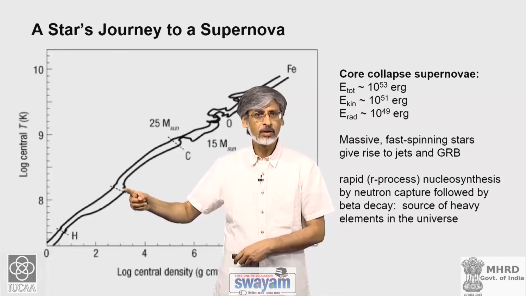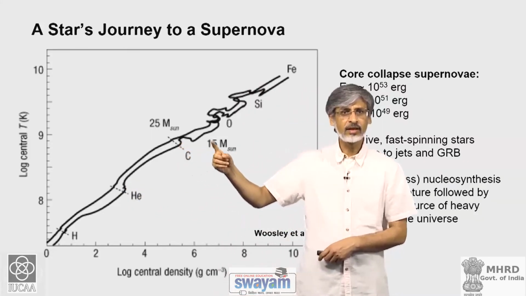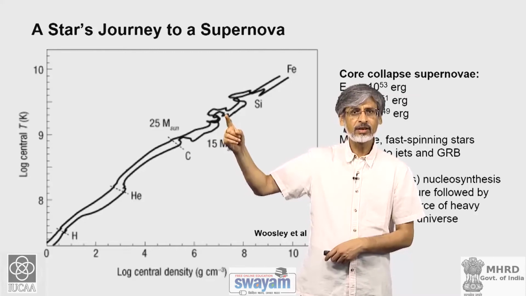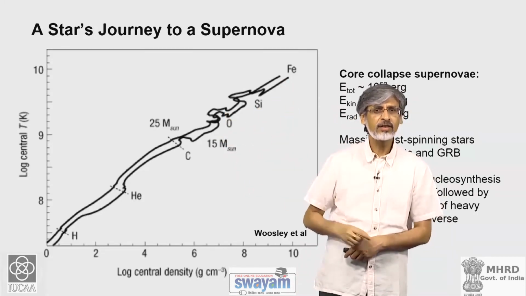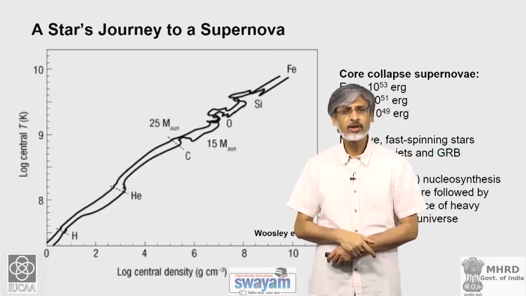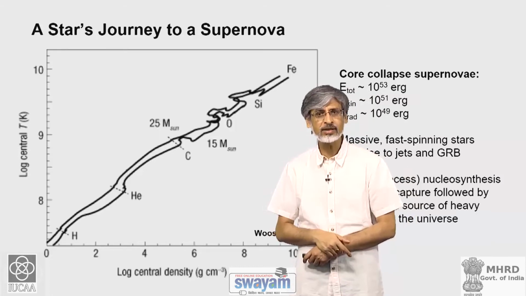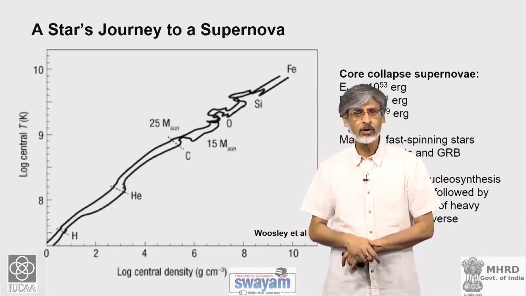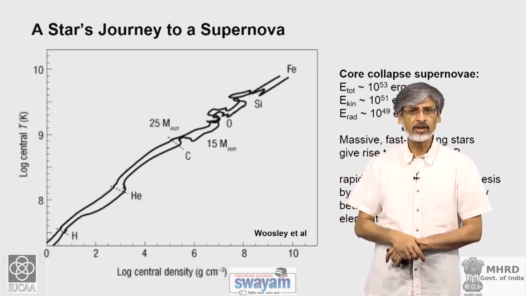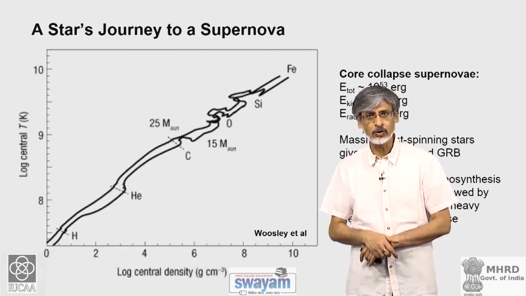Then the core goes through helium burning, then carbon burning, then oxygen burning, silicon burning, and finally producing iron over here. And as the iron is produced, you have no further burning, the iron core grows in mass, and once the mass grows beyond the Chandrasekhar limit, you will find the core collapsing and giving rise to a supernova.